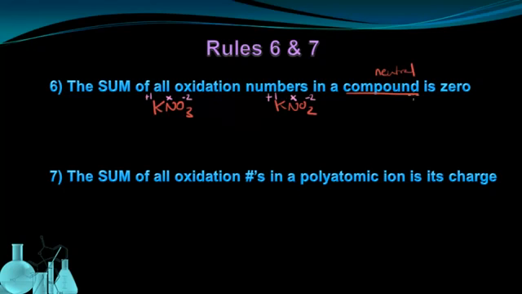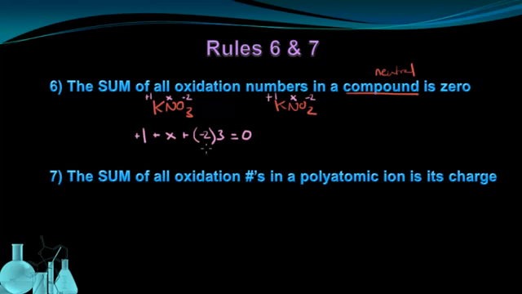Now this rule tells me if I add up all the oxidation states, it has to equal 0. So let's see what that looks like for the first compound. The potassium is +1. I have to add that to the nitrogen, which is X. I have to add that to the oxygen, which is a -2. However, I have 3 oxygens. So that means I'm going to multiply this -2 by 3. And the rule says if I add all of these up together, they have to equal 0.